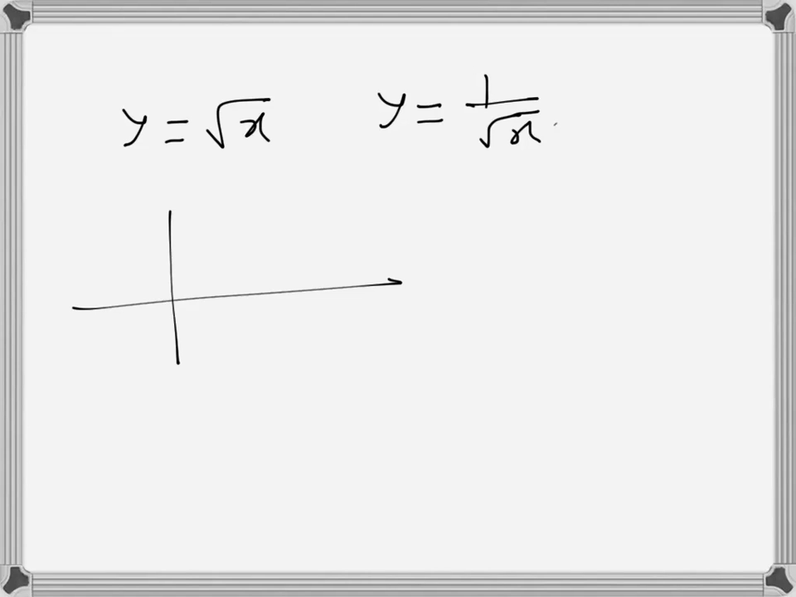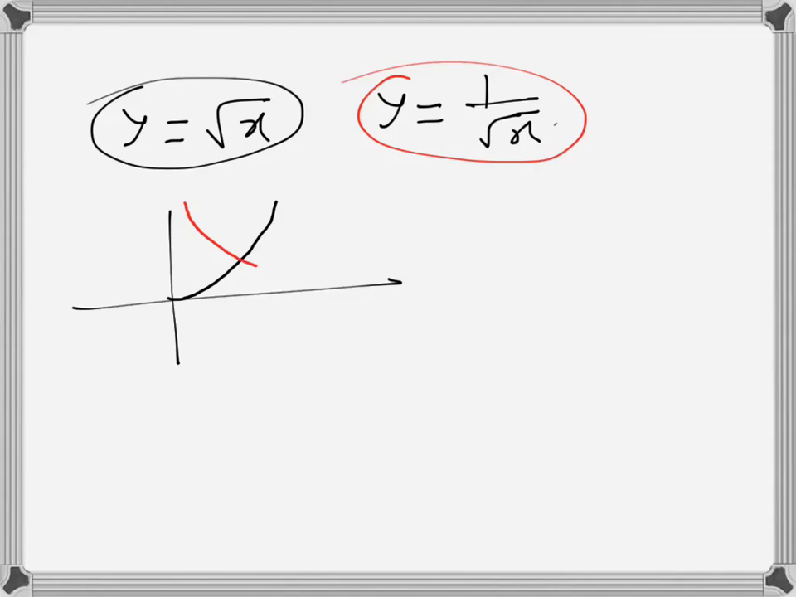The area that is enclosed between these two functions, y is equal to square root x and y is equal to 1 over square root x. This one is like a parabola here, and this one will be something like that, and the enclosed area is from x equal to 1 to x equal to 4.